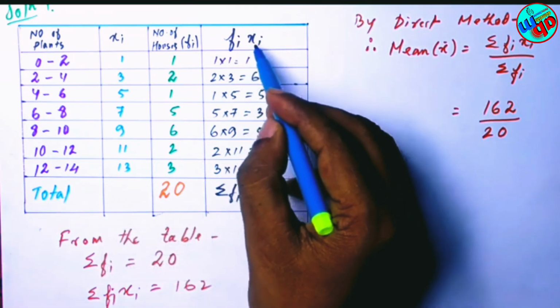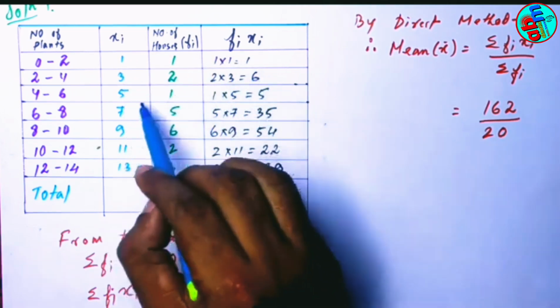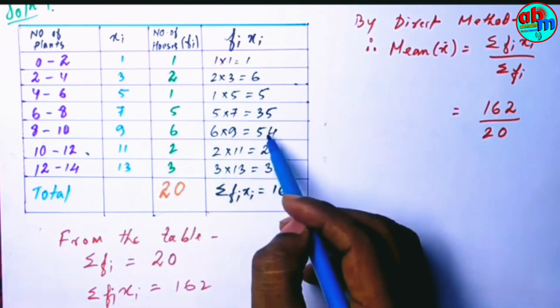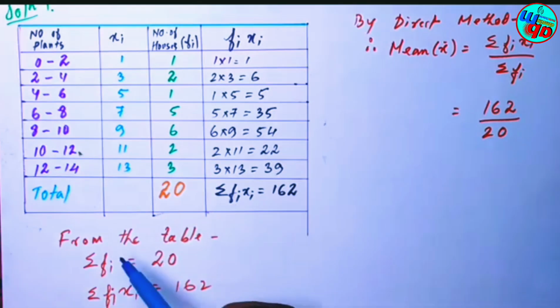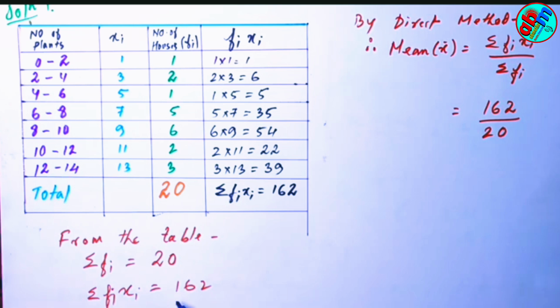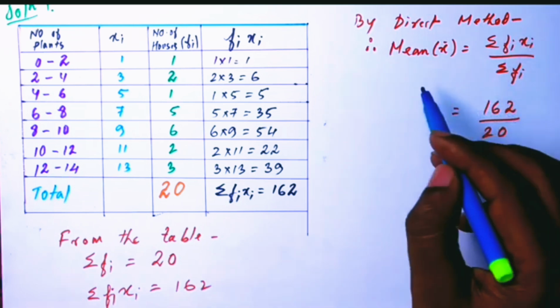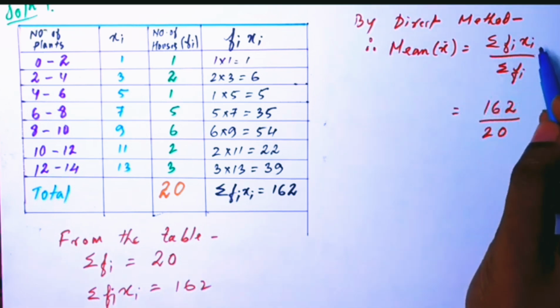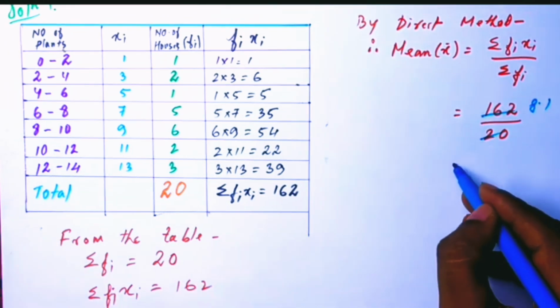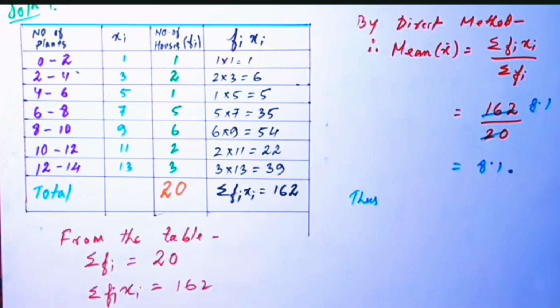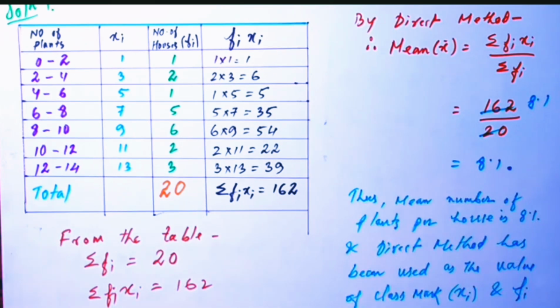And we found out fi xi, which is 1 into 1 is 1, 2 into 3 is 6, 1 into 5 is 5, 5 into 7 is 35, 6 into 9 is 54, 2 into 11 is 22, 3 into 13 is 39, where summation fi xi is 162. From table we have summation fi equal to 20, summation fi xi equal to 162. So by direct method we get mean is summation fi xi by summation fi, which is 162 by 20. If we divide it we get 8.1. Thus the mean number of plants per house is 8.1. And direct method has been used as the values of class mark xi and fi are small.